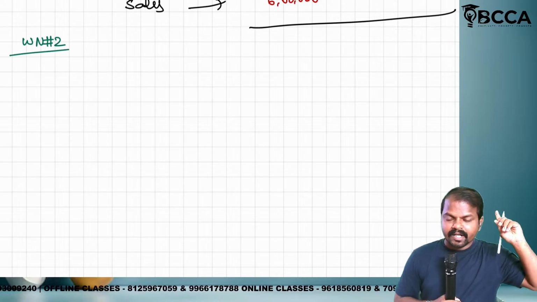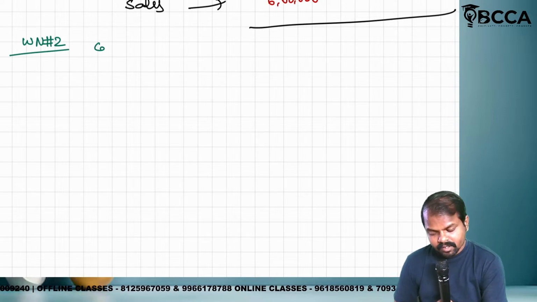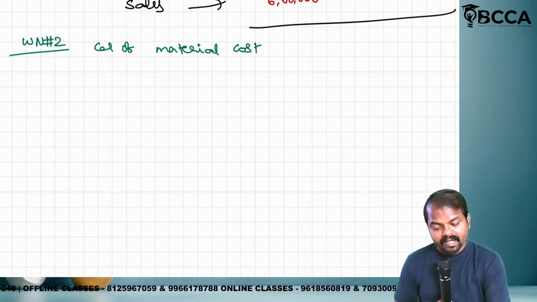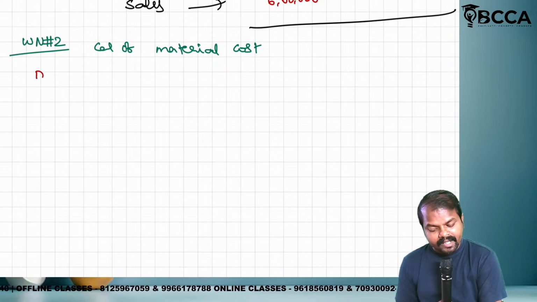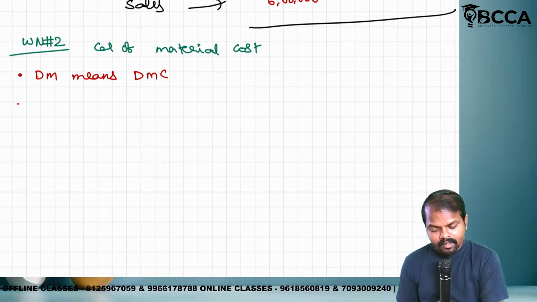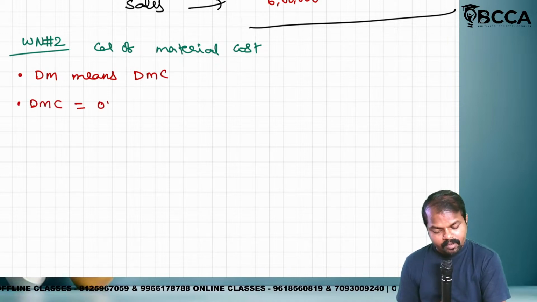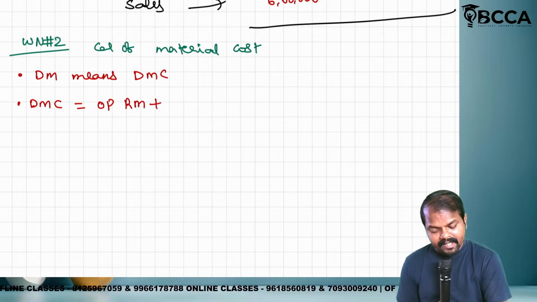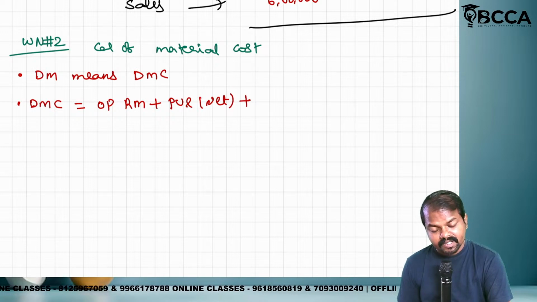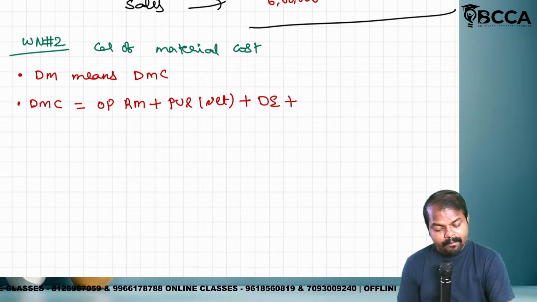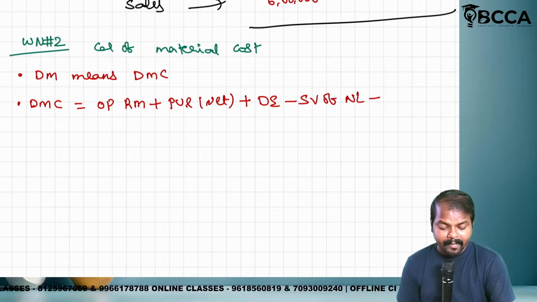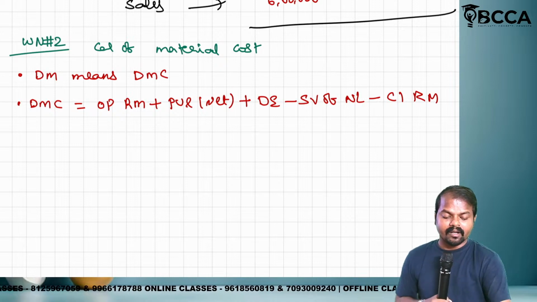In the 2018 cost sheet, what is the material cost? Calculation of material cost. Listen, direct material consumed is equal to opening stock of raw material plus purchases (net) plus direct expense, minus always the value of normal loss, minus closing stock of raw material. Correct?